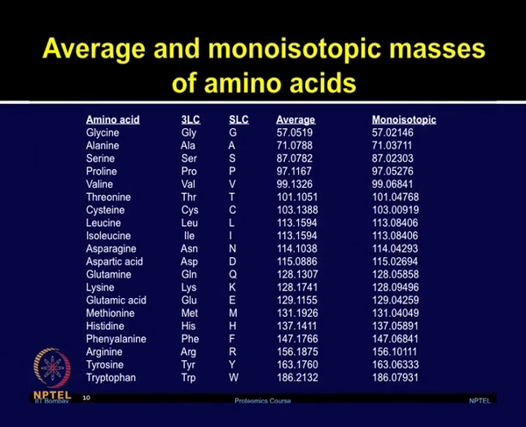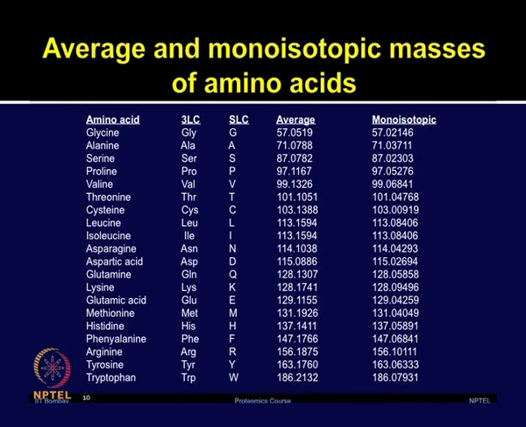Now, during the initial part, we are trying to cover some of the basic terminology and basic concepts involved in mass spectrometry. So, let us talk about what is average and monoisotopic mass of amino acids. I have shown you a table here which shows amino acids, 3 letter codes, single letter code, average and the monoisotopic masses. You can use this for your reference later on, which can be used for the data analysis and the calculations.